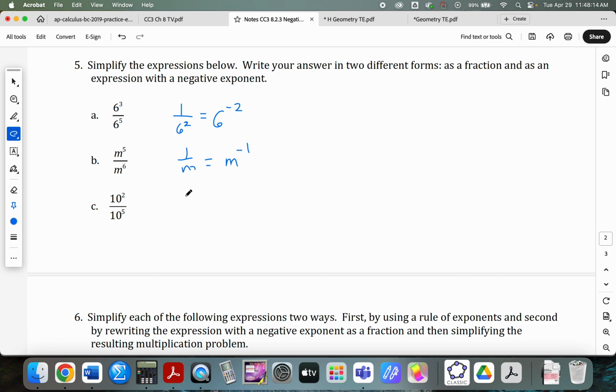All right, what would this one be as a fraction? 1 over 10 to the third, which is 10 to the negative 3.